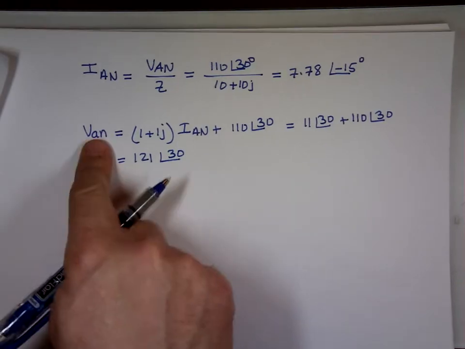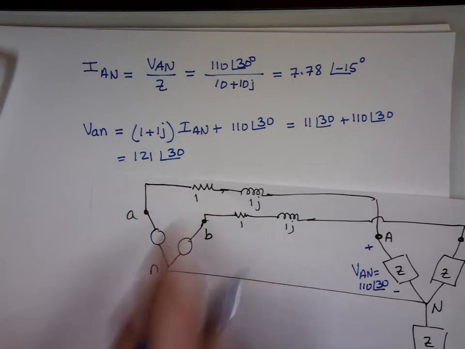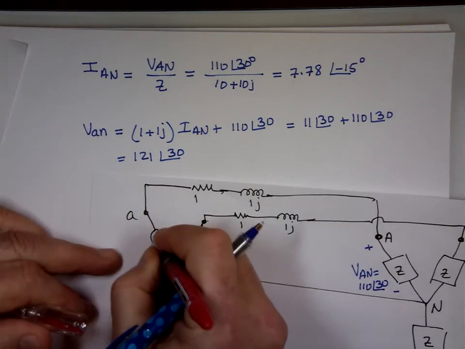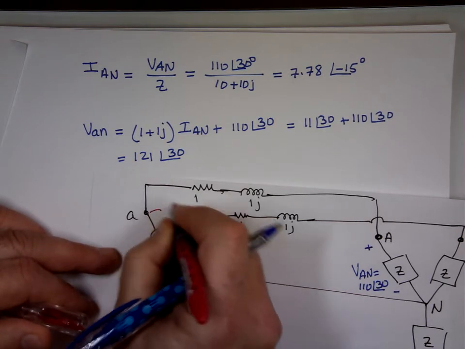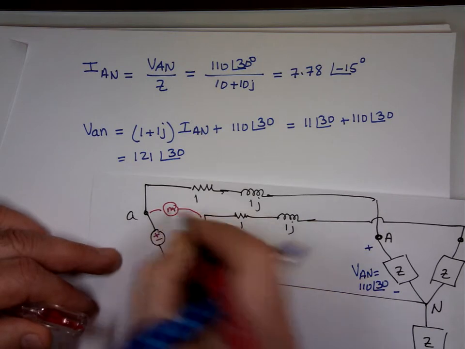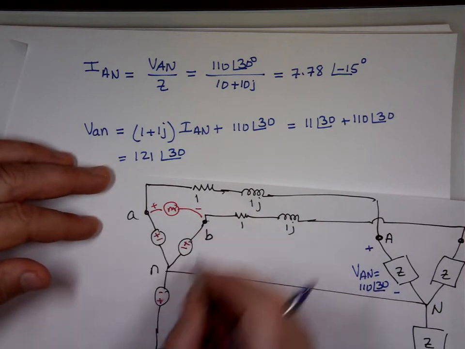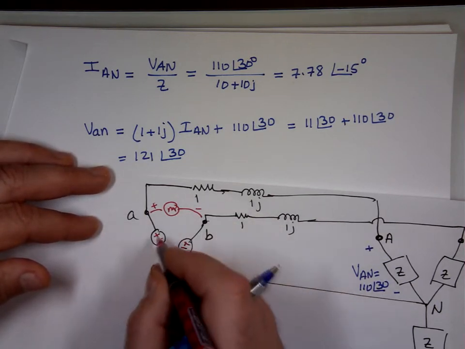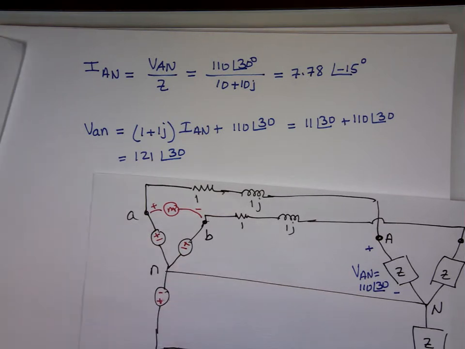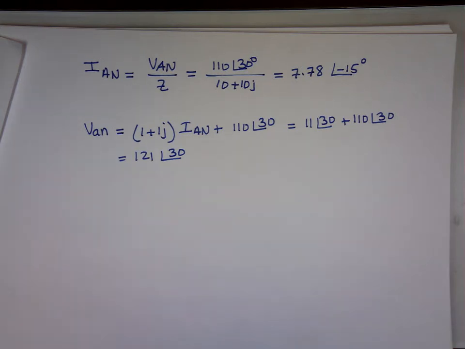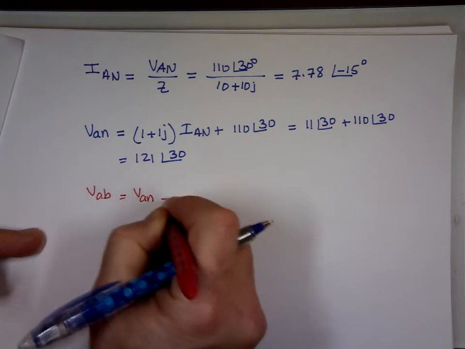The question wasn't what is VAN, it was what is VAB. So meaning, if you put a digital multimeter here, this is plus to minus here, this is plus to minus. If I put a voltage meter here to measure that voltage, this is the plus, this is the minus, what is it going to read? Well, if you do KVL right here, you'll find out it's VAN minus VBN. We derived the equation for that. So VAB is VAN minus VBN.